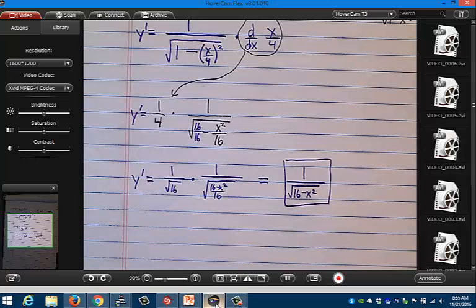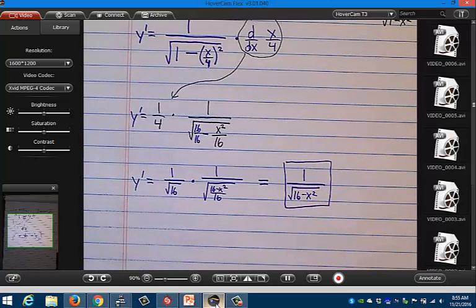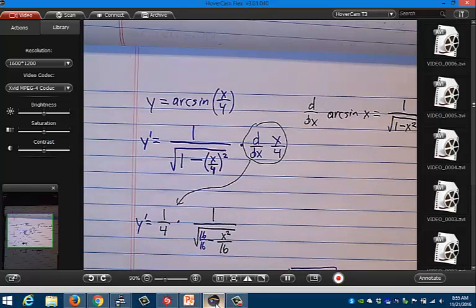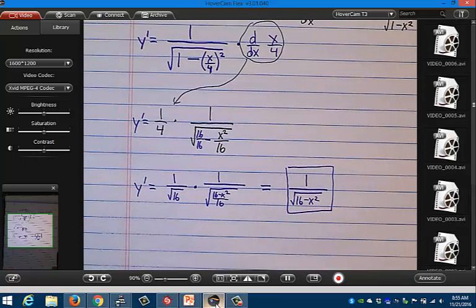Yeah, Garrett? Did you just take the... When I multiplied, yeah, exactly. And that's why you just have the radius is minus. Yeah, okay, that's right. So I think this is what we would put for the answer to the derivative of the arc sine of x over 4. Okay? So it's 1 over the square root of 16 minus x squared.